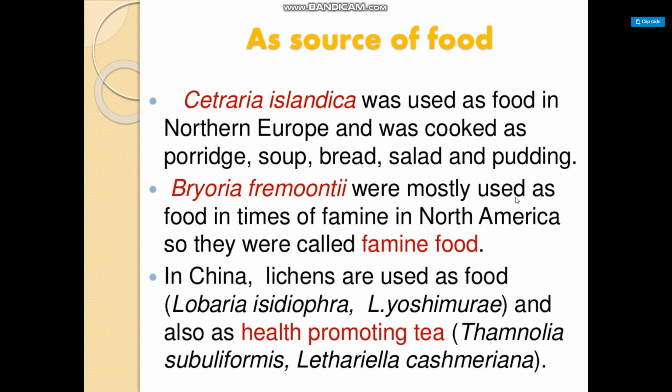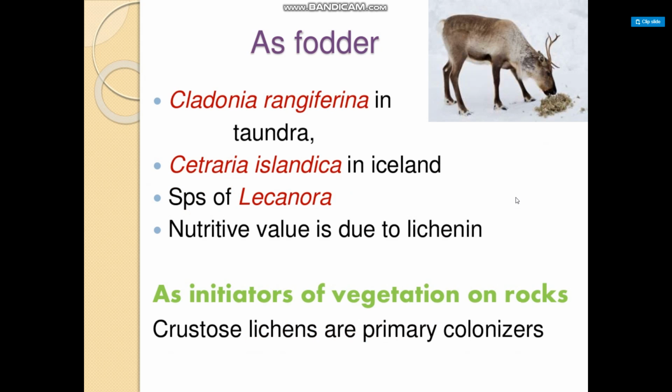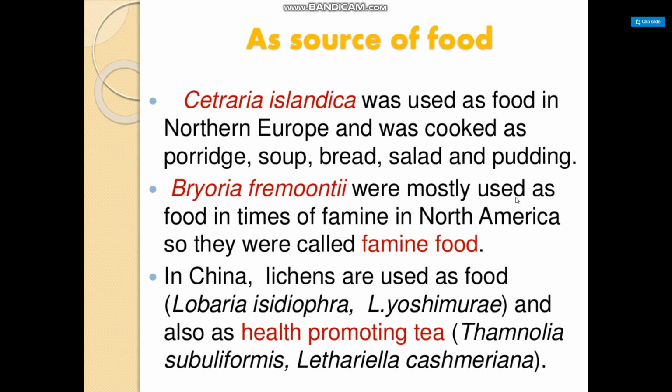These are the uses. As a source of food, Cetraria islandica was used as food in northern Europe and was cooked as porridge, stew, bread, salad, and pudding. A second example, Bryoria fremontii, was mostly used as food in times of famine in North America, so it is called famine food. In China, lichens are used as food: Lobaria isidiophora, Lobaria yoshimurae, and also as a health promoting tea.